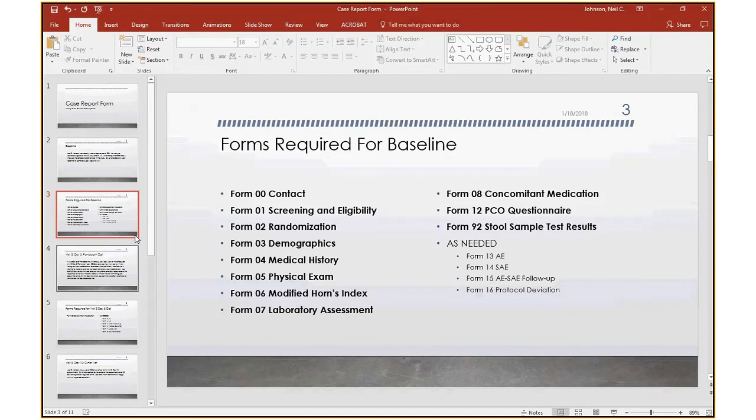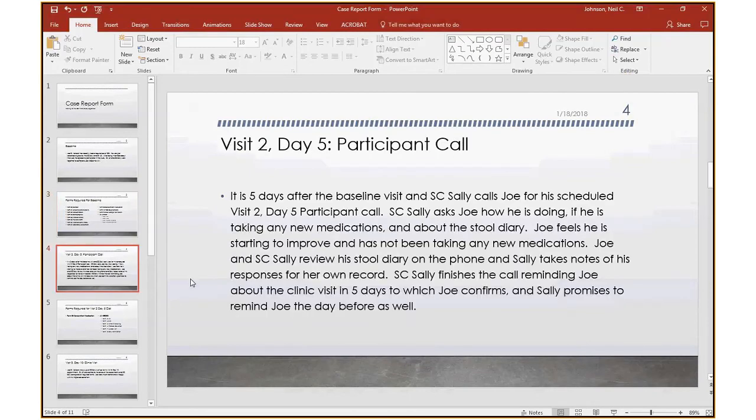All right, that completes baseline. Now baseline is over and the veteran has gone home, and it's visit 2, day 5 participant call. It's 5 days after the baseline visit, and site coordinator Sally calls Joe for his scheduled visit 2, day 5 participant call. Sally asks Joe how he's doing, if he is taking any new medications, and about the stool diary.